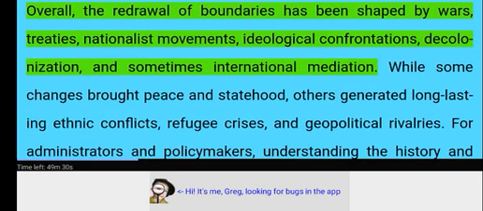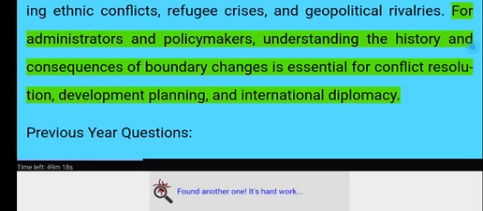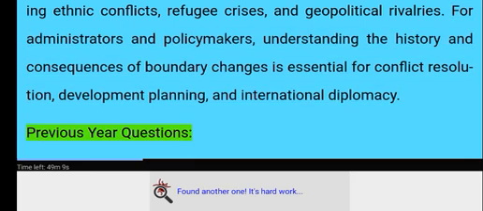Overall, the redrawal of boundaries has been shaped by wars, treaties, nationalist movements, ideological confrontations, decolonization, and sometimes international mediation. While some changes brought peace and statehood, others generated long-lasting ethnic conflicts, refugee crises, and geopolitical rivalries. For administrators and policymakers, understanding the history and consequences of boundary changes is essential for conflict resolution, development planning, and international diplomacy. Previous year questions.